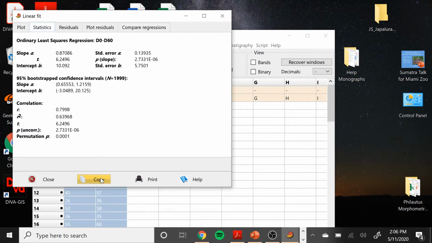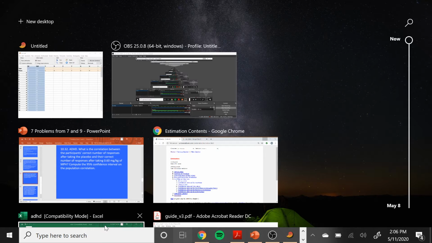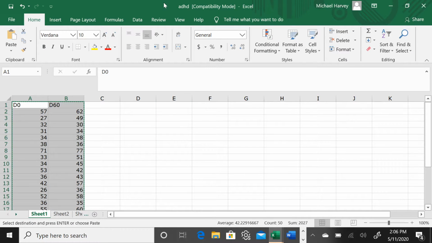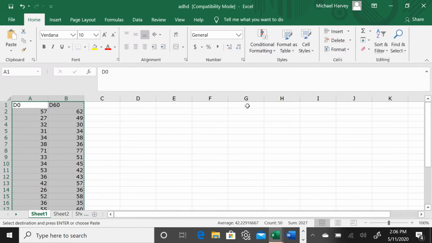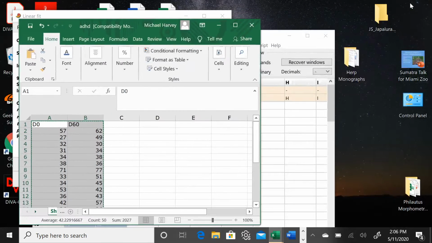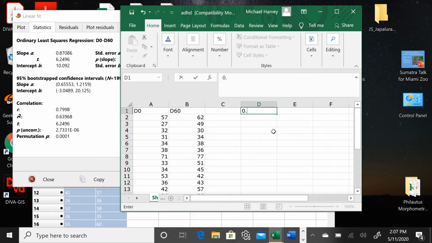Now, there's a couple of different ways you can put that somewhere. You can copy the whole thing if you want, just by hitting copy, and you can paste it, or we can just type it into our spreadsheet, and I think that's what I'm going to do because it'll make things a little easier. All right, so I'm going to put a little space here. I think I'll work the rest of this in the spreadsheet. Hold on, let me slide this thing over again. Okay, there we go. All right, so R is 0.7998. Okay, that's the correlation coefficient.